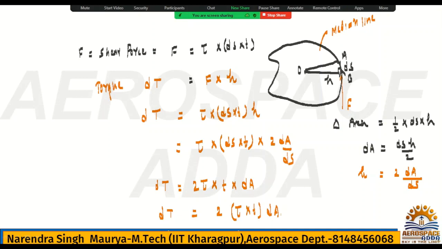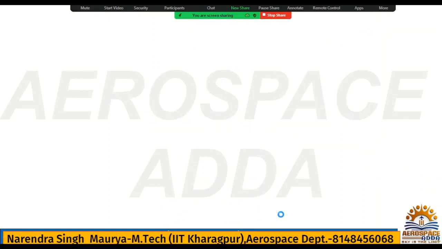So what about this tau into T? That is the important point. How to get this tau into T? This tau into T is nothing but called the shear flow. So whatever diagram we have, in the same diagram we have to check this section. We can take one wall section, here it is nothing but like this. It will be more clear to you.